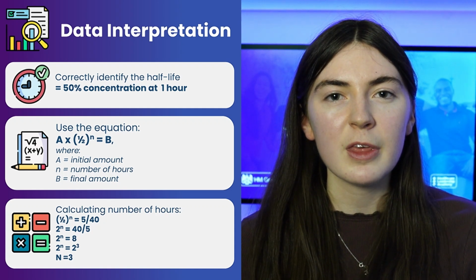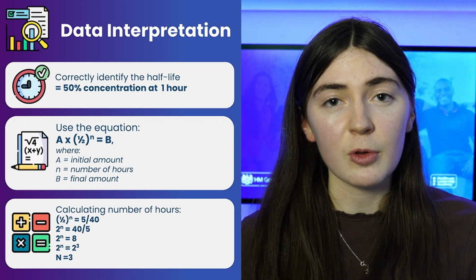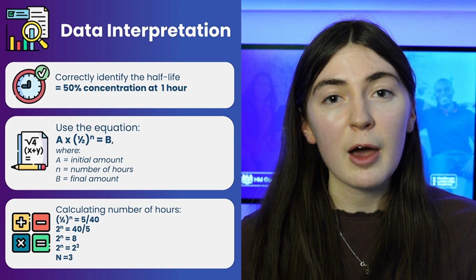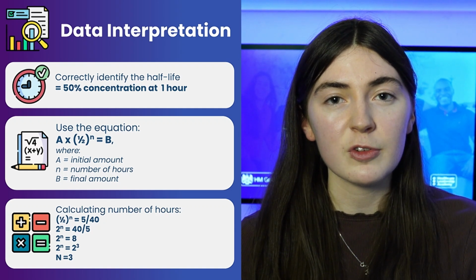This is a half-life, so we're thinking about divisions of 2. So we're thinking about how many powers of 2 go into 8. 2 to the power of 3 is equal to 8. So it's 3 hours it takes for the coffee to reach 5 milligrams.